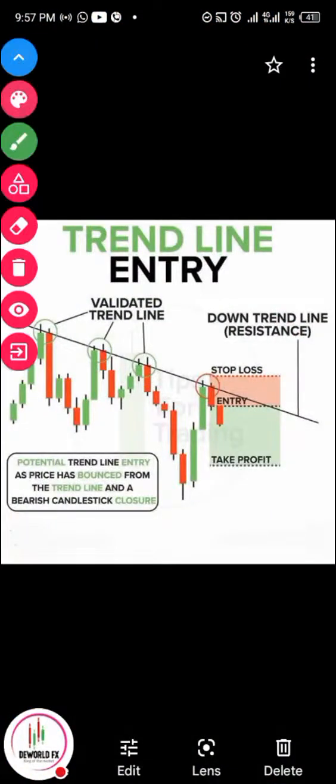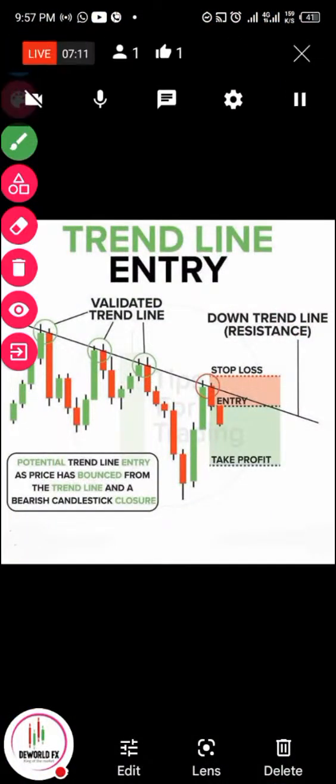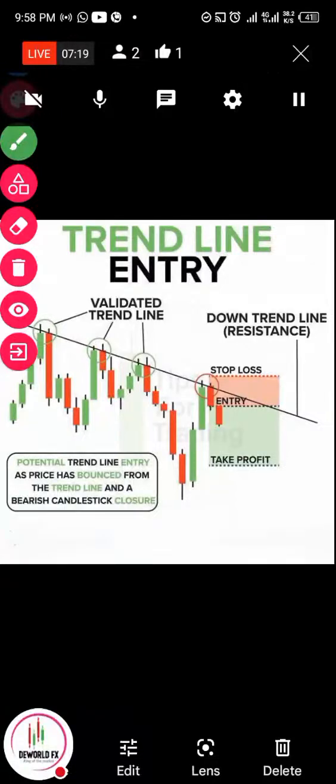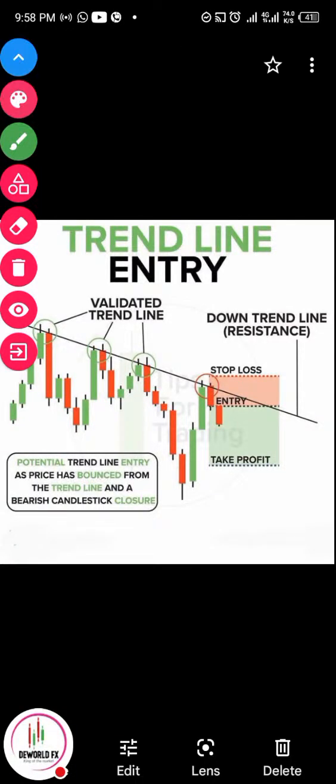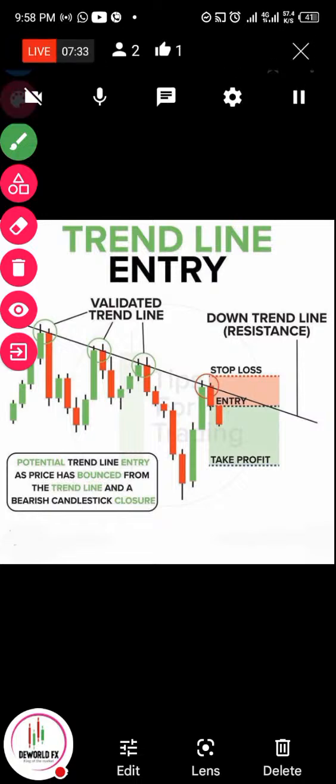Okay, so now let's look at this together. This trend line is an area where the market comes to respect over time to help us identify the market direction.